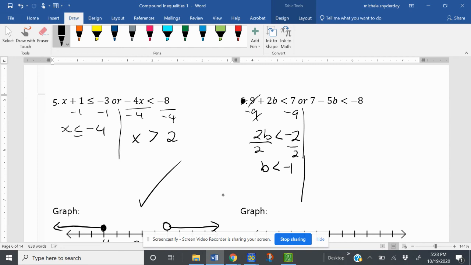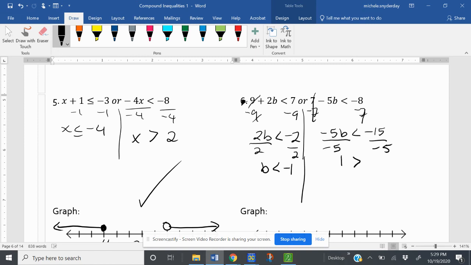Second one, let's see, 7 minus 5b, so we need to get rid of the 7, so we'll subtract 7 on both sides. And we have negative 5b, don't forget your sign, it was a negative 5b, is less than negative 8 minus 7 more is negative 15. We'll divide both sides by negative 5, and once again, remember, when we're dividing by a negative number, flip the inequality sign. And we have b is greater than, a negative divided by a negative is a positive, and 15 divided by 5 is 3.